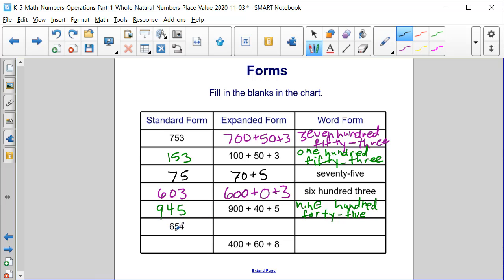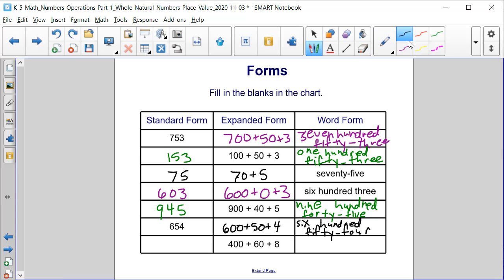The next number that we are given is 654. We can write that in expanded form with 600, since the first number is a 6 and it's in the hundreds column, plus the 5 is in the tens column and it represents the number 50, plus 4 in the ones column. And we can write this number out in words as 654.